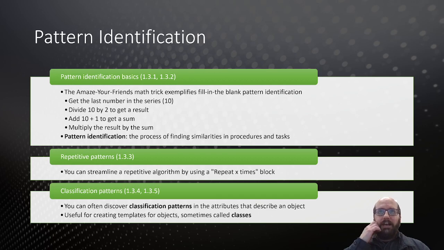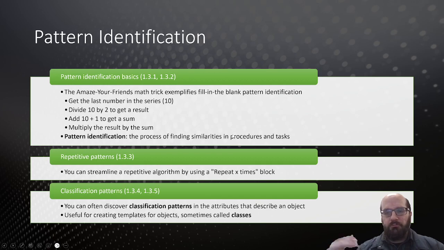All right, we've discussed this algorithm before, the metric that shows fill-in-the-blank pattern identification. So we fill in the last number, divide that number by 2 to get a result, add 10 plus 1 to get a sum. You can see this 10 is occurring more than one time. And for that reason, this is a pattern of like a fill in the blank. You can turn this into a variable. And by finding that pattern, you're finding similarities in procedures and tasks that allow you to abstract things in a better way.